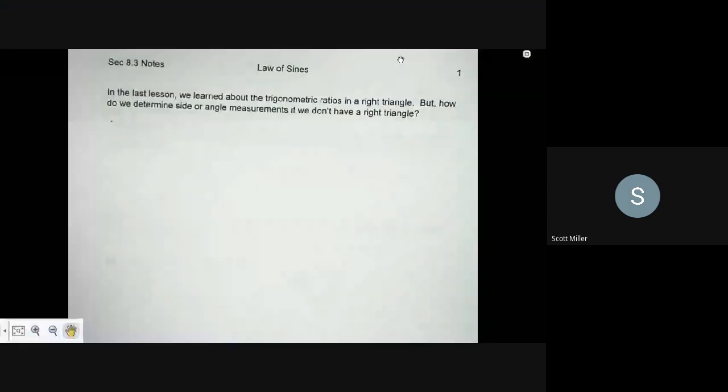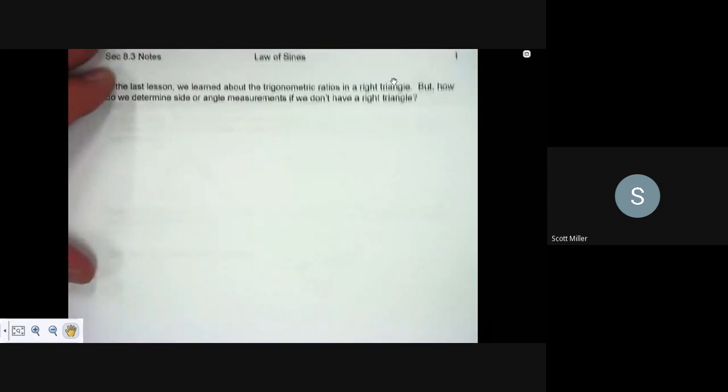Okay, so in this lesson, we're going to be doing section 8.3, and this is the law of sines. So what is the law of sines? Well, if you remember from lesson 8.2, the last lesson, we learned the trig ratios in a right triangle, the SOHCAHTOA information, and how to find side lengths and angles and stuff like that.